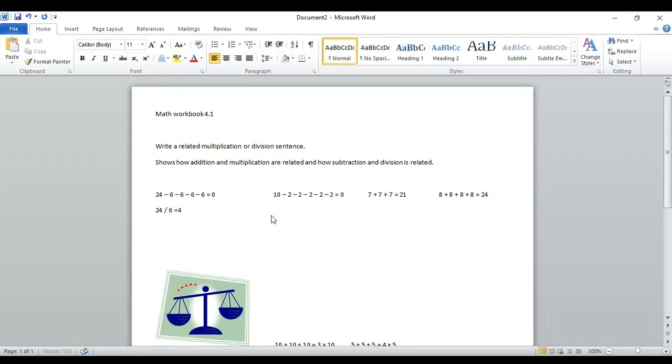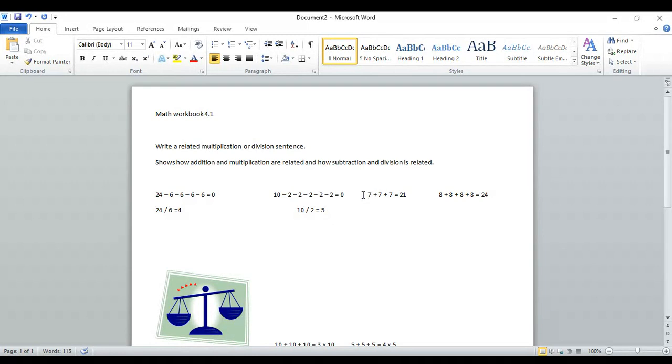Then if we come over to this one, 10 minus 2 minus 2 minus 2 minus 2 minus 2 equals 0. What we're saying is we've taken the number 10 and divided it into groups of 2. And how many groups of 2 did we divide it into? 1, 2, 3, 4, 5, so it equals 5. So 10 divided by 2 equals 5. That is not a big revelation to you. I'm sure you know that 10 divided by 2 equals 5. But that's what they're trying to get you to understand with this.